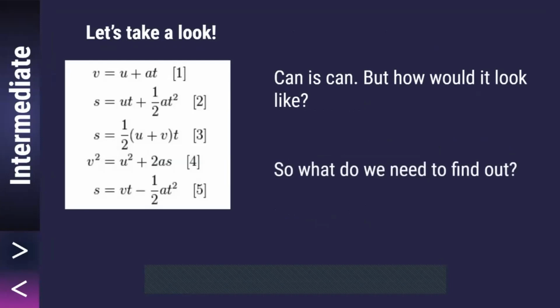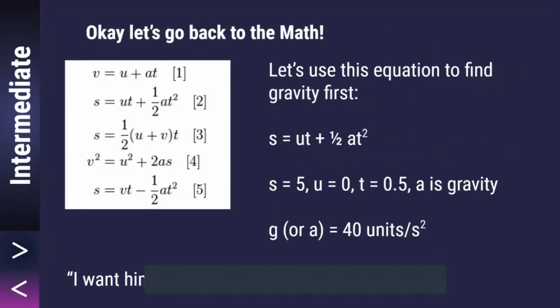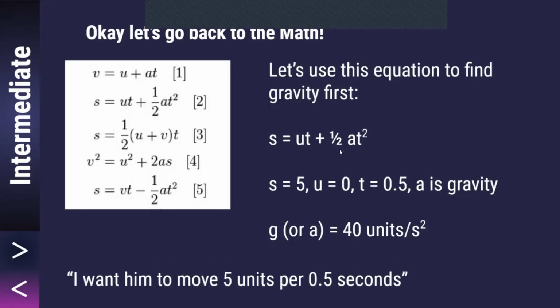So what do we need to find out? Gravity, right? Because in real life, if you try to jump, you realize that you fall faster than you take to jump. You can experiment with it later if you don't believe me, but most of the time, normal physics in the real world works like that. So back to the math. Let's use equations to find gravity. Right now, let's say I want him to move 5 units per 0.5 seconds vertically.